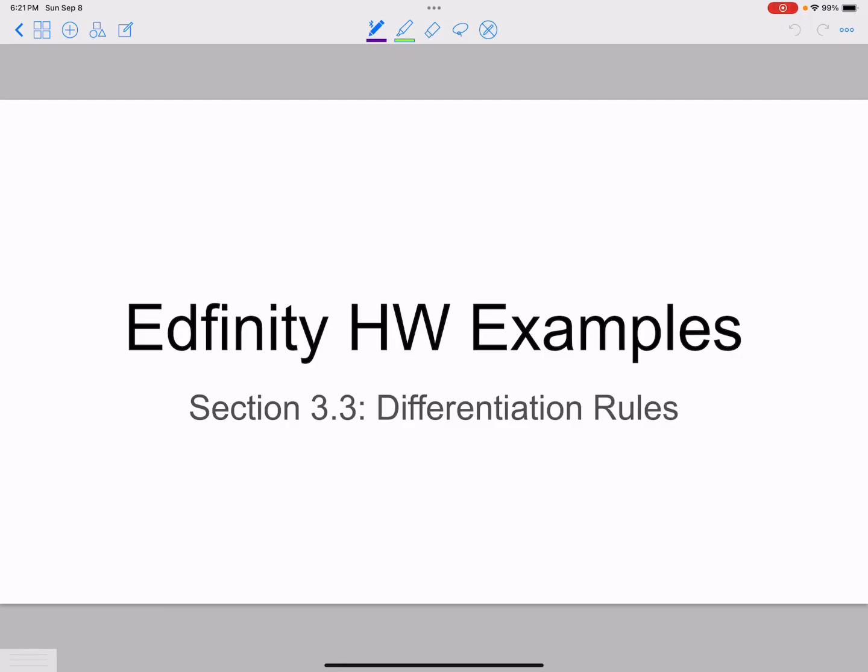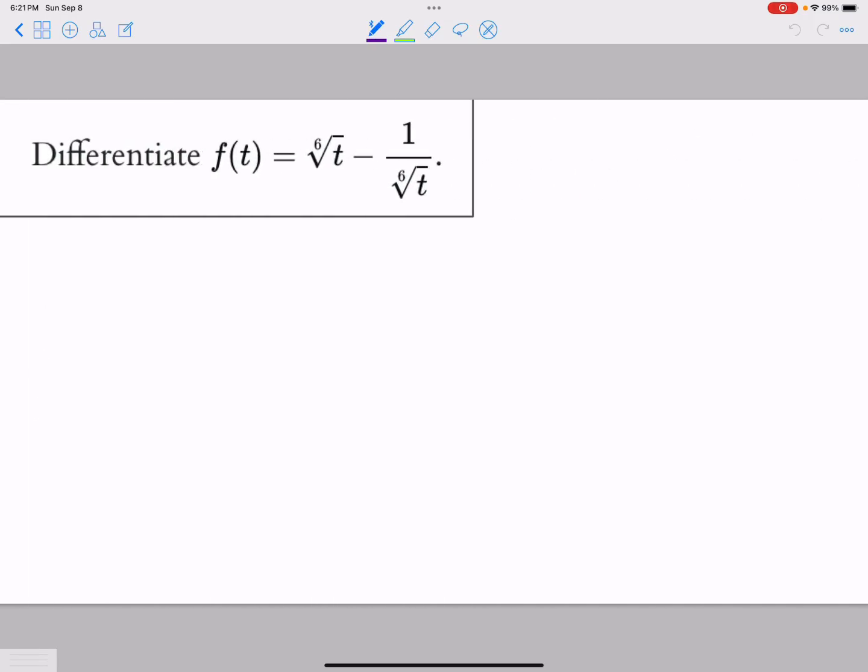So I'm going to go over 3 different examples from section 3.3. In this section, you learned about different shortcut rules. One is the power rule, and it's hard to recognize when you can use the power rule. I like this example because it requires previous algebraic knowledge. So I'm going to rewrite each of these as a power function.